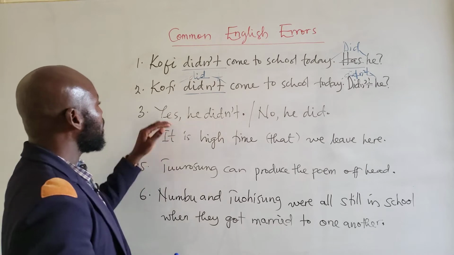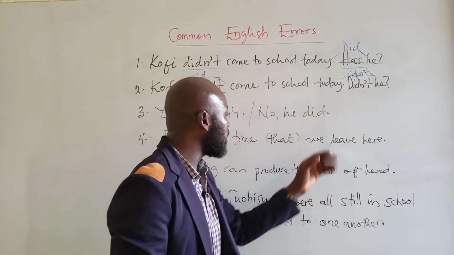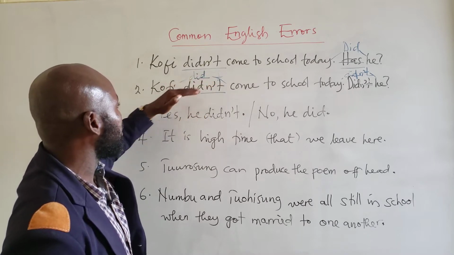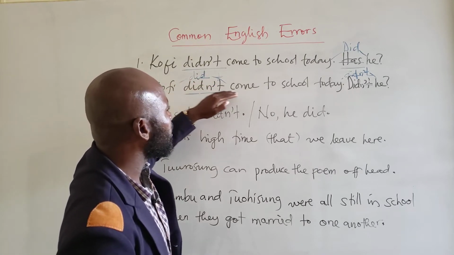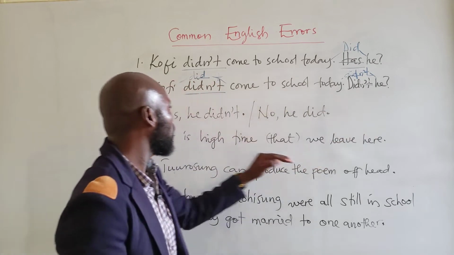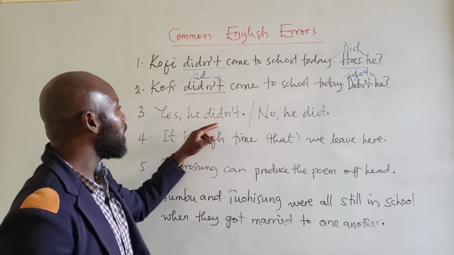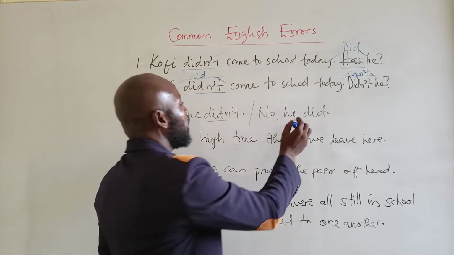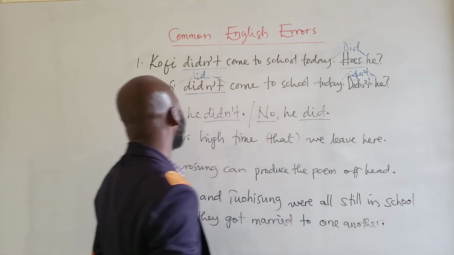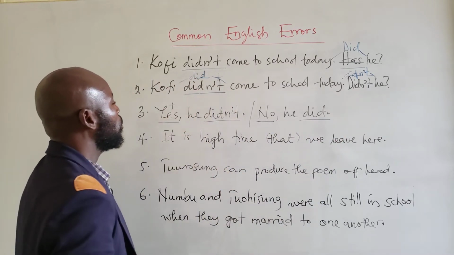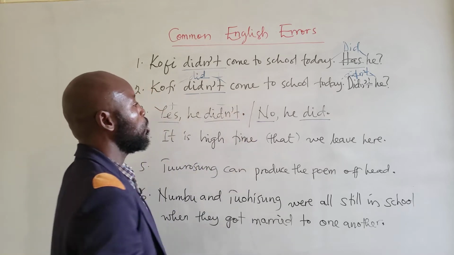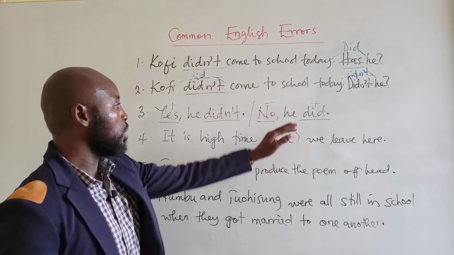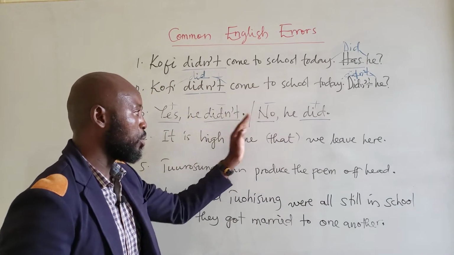The third one says, yes, he didn't, no, he did. I think someone is answering the question. Kofi didn't come to school today, did he? And someone answered, yes, he didn't. Yes, and didn't. No, he did. No, did. Yes is positive, didn't is negative. No is negative, did is positive. That is what makes this one wrong.